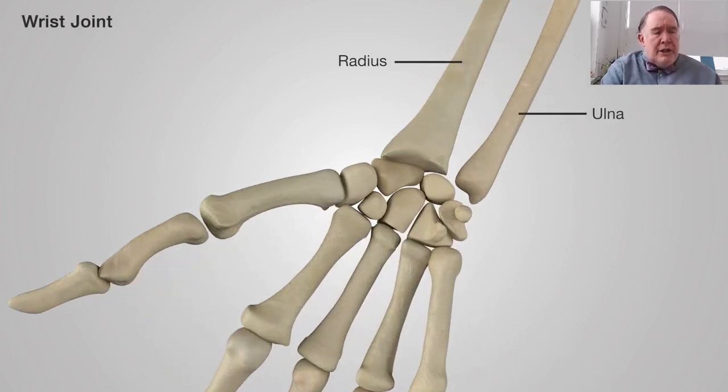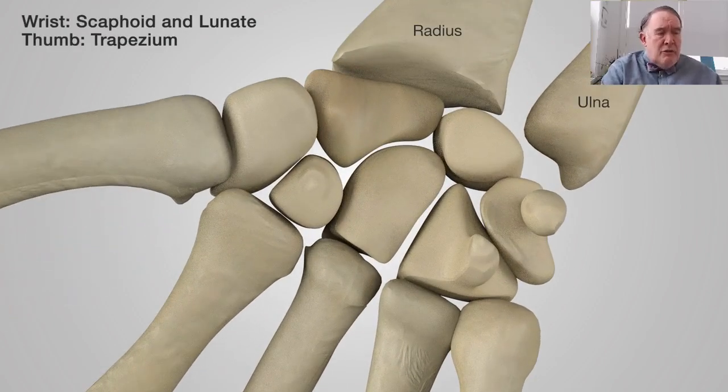We see the wrist joint here is between the radius and ulna and a series of bones called the carpal bones. The carpus is the wrist. And there are numerous bones, there are 8 of them that we could talk about at the wrist, but I'll concentrate on the ones that are most important.